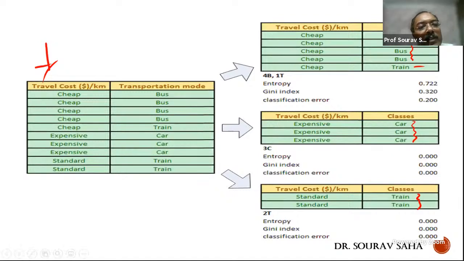My question to the class is that right now, can I conclude that I can split based on this travel cost? Yes, no, maybe. Can I split based on the travel cost? Will that be a good decision? What do you think? Will that be a good decision if I split based on this travel cost?